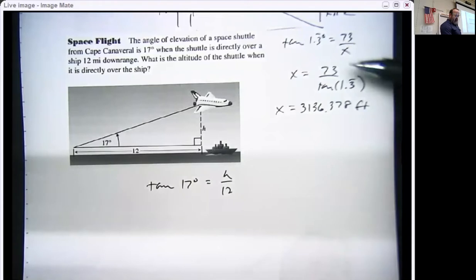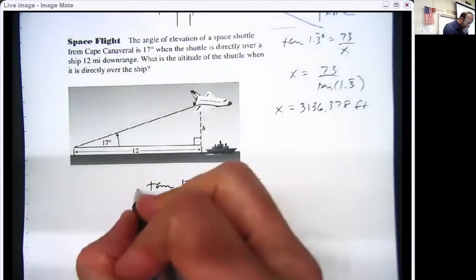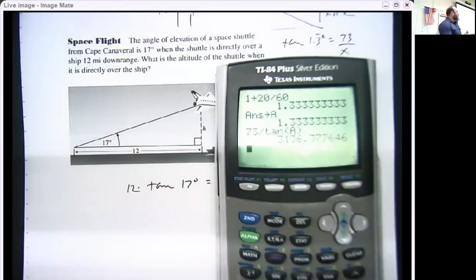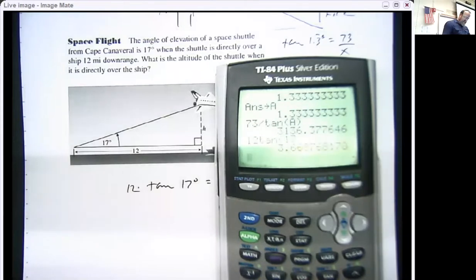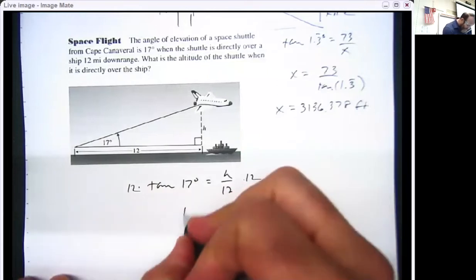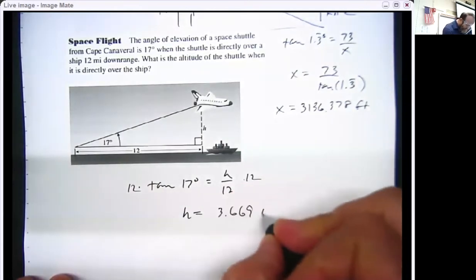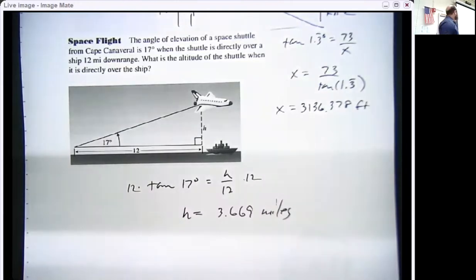So this time I had to flip it over and divide. What do I do this time? Just multiply by 12, don't I? As soon as I multiply both sides by 12, does the mode matter? Sure does. I already checked on the last problem, but on a test, if you're going back and forth, because that does happen frequently, please double check that. So 12 tangent 17. You should have found that it was 3.669 miles.